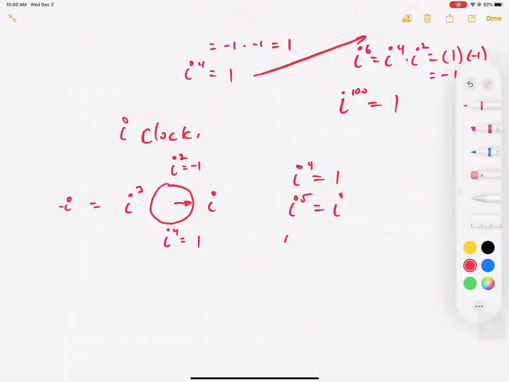What's i to the 10th? Okay, go in my i clock. 1, 2, 3, 4, 5, 6, 7, 8, 9, 10. We're at i squared, which is negative 1.